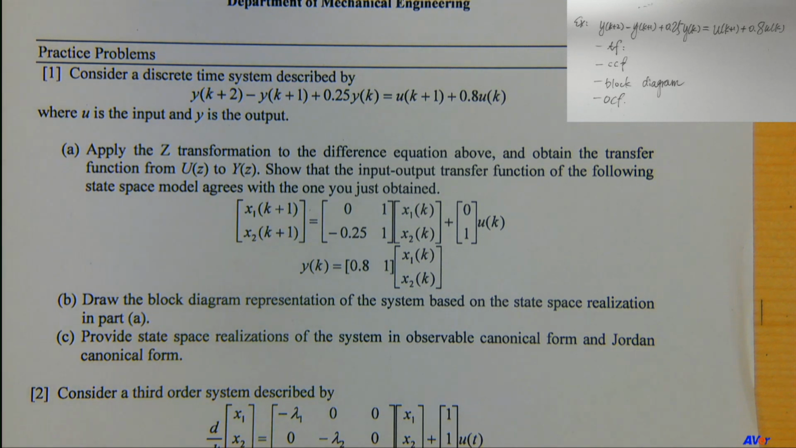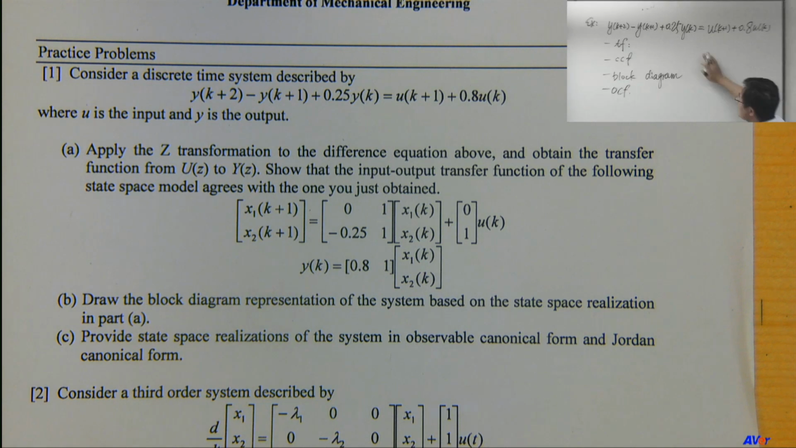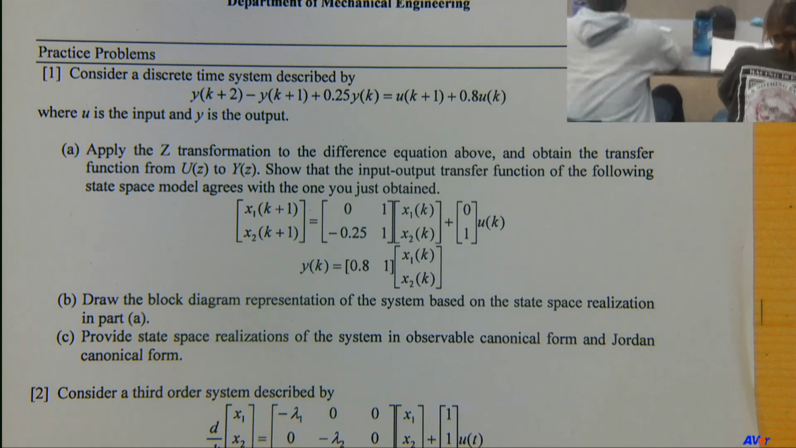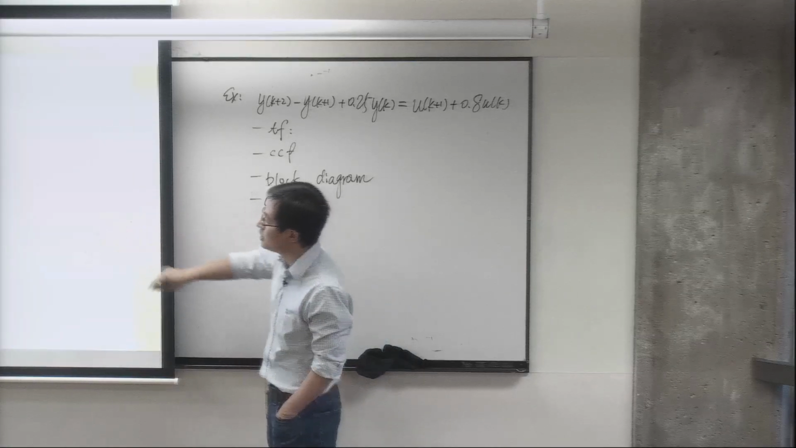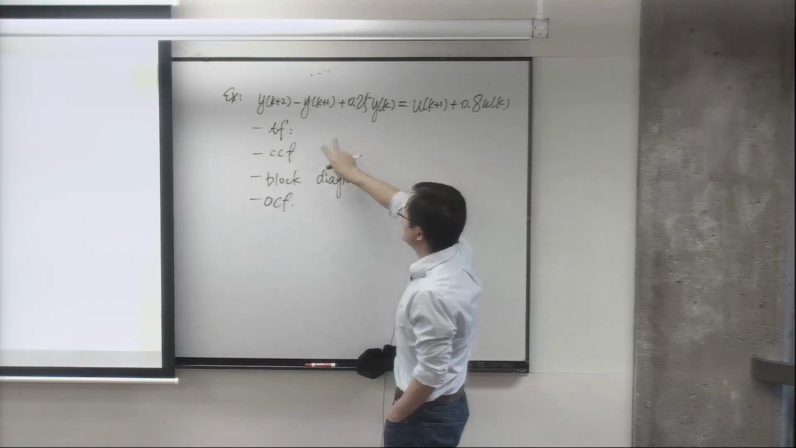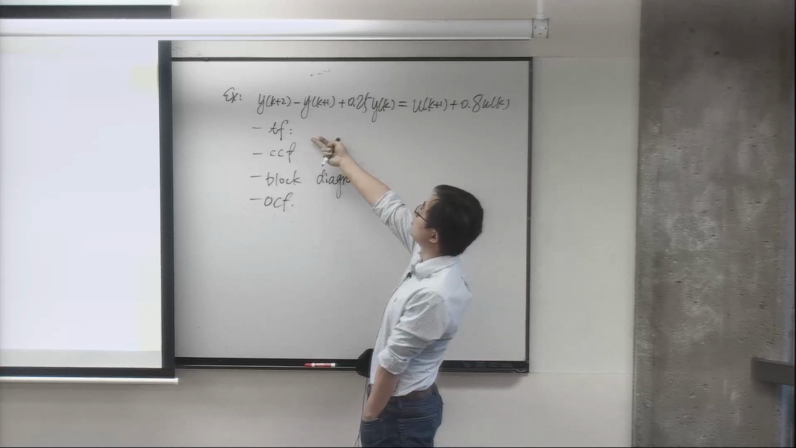All right. You have taken some look, and let's work on this problem quickly. First is the transfer function. I will cover most of the questions here, but not all of them. So let's see, what is the transfer function for this one?